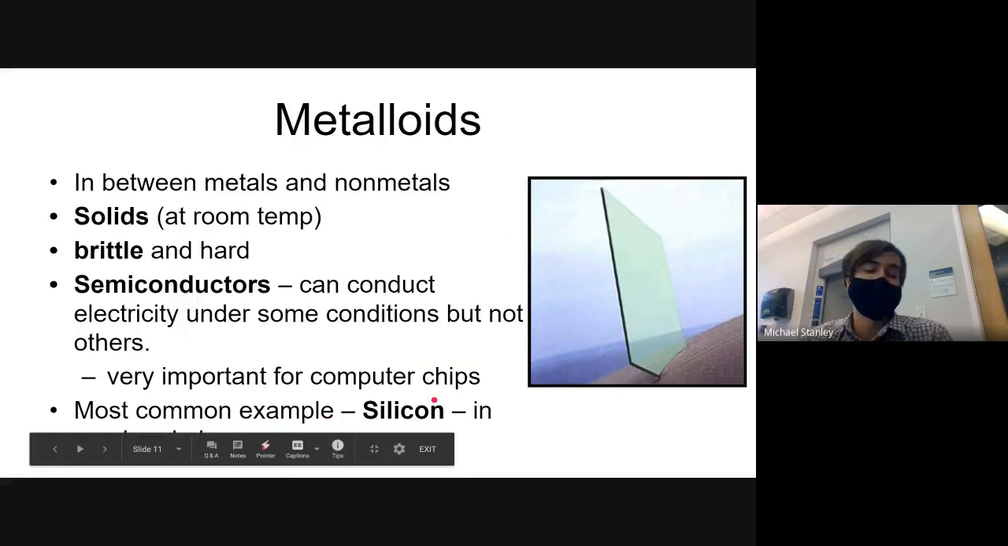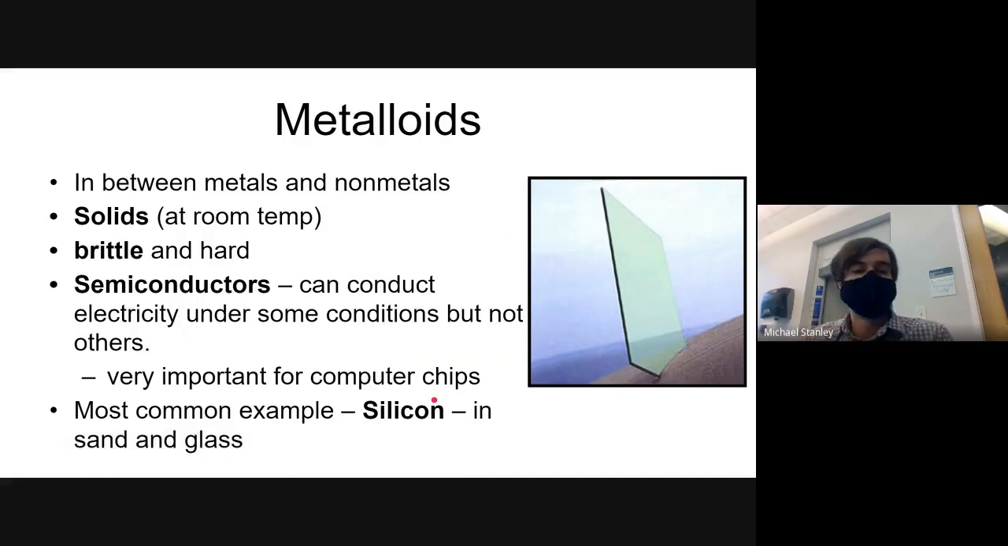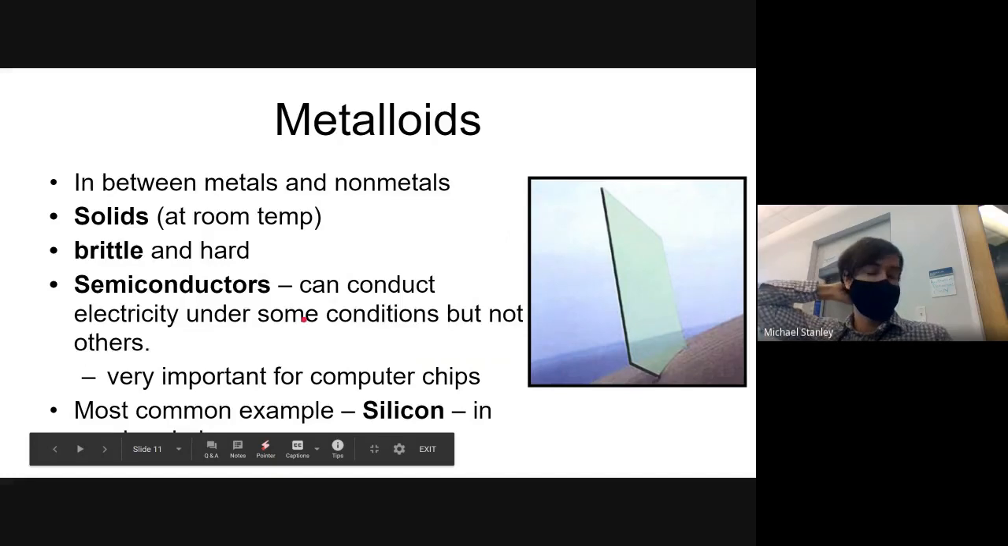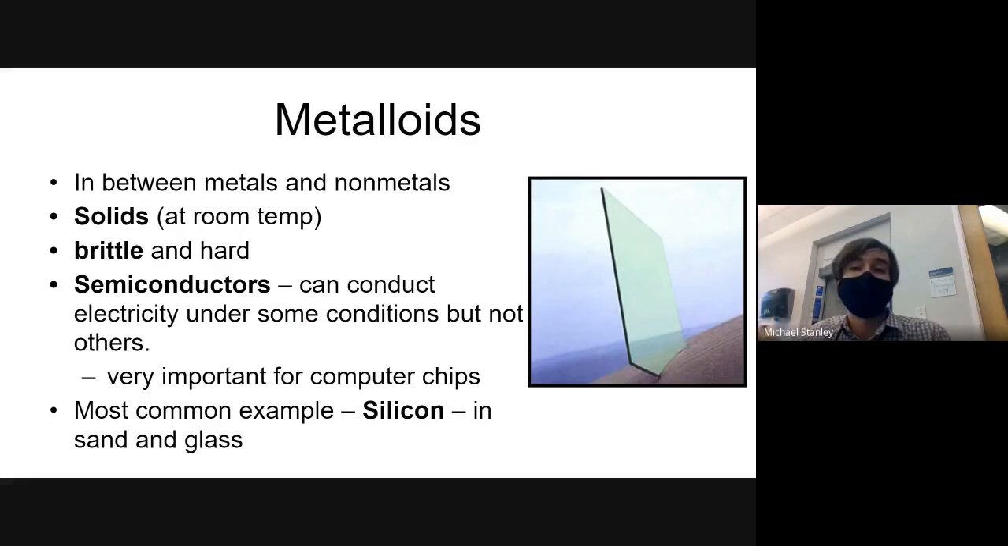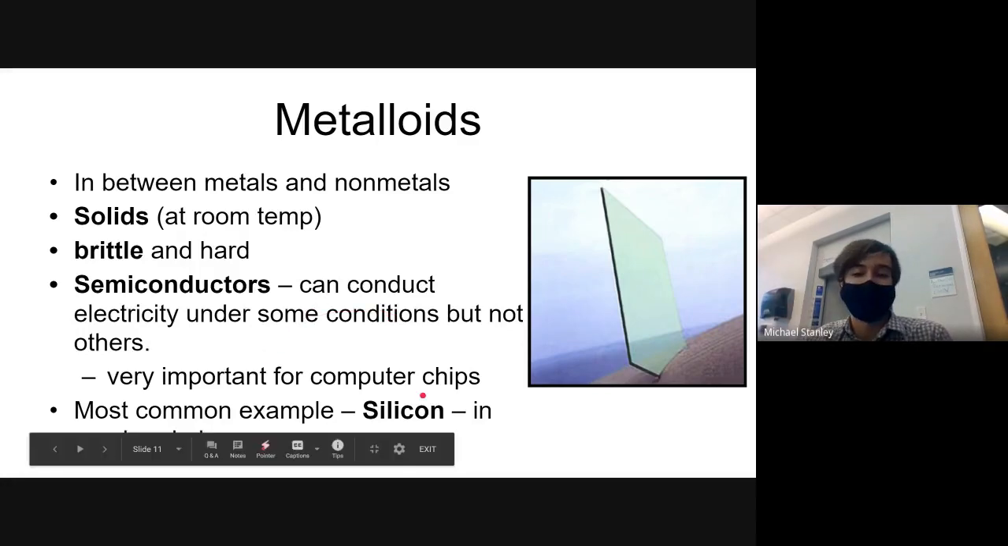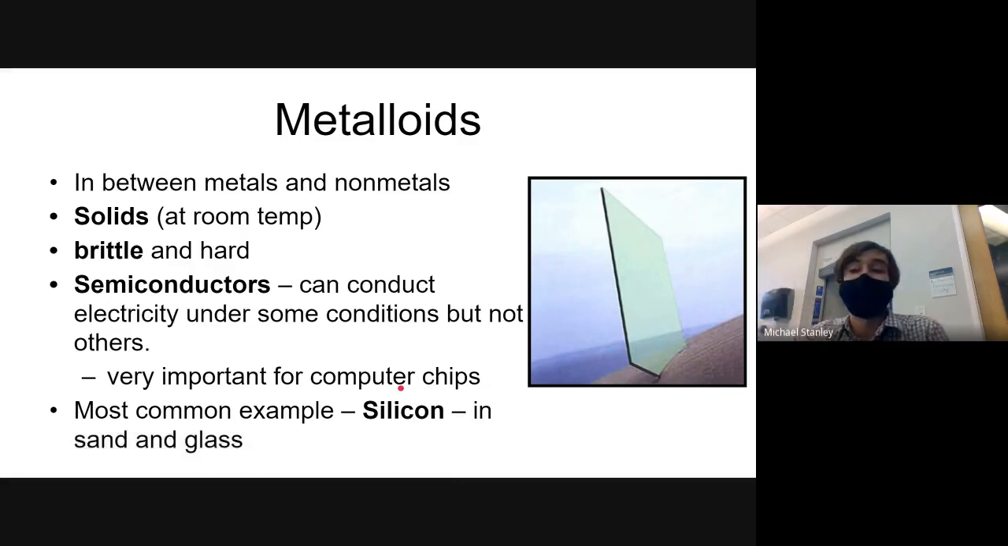So silicon is a very common example of a metalloid. There's a lot of silicon in semiconductors and other computer parts. That's why the area of California where Google and Facebook and Twitter are located is called Silicon Valley, because a lot of computer related stuff came out of that area. But it also is pretty common in things like glass and sand, essentially.